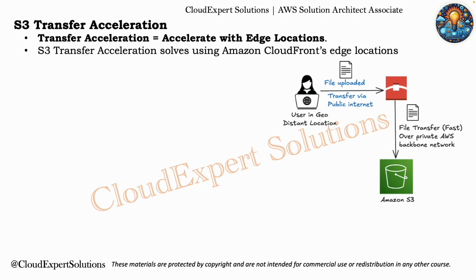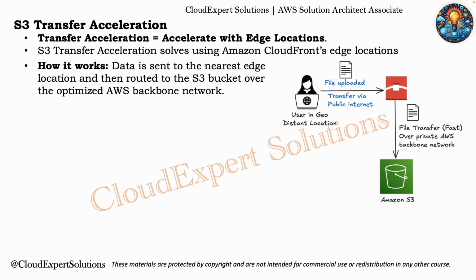This is a very critical distinction between multi-part upload and Transfer Acceleration. Multi-part upload does not work for downloading files. However, S3 Transfer Acceleration works both for uploads and downloads. When you enable this feature on your S3 bucket, your users upload the files to the nearest edge location. From there, the data travels over AWS's high-speed private backbone network to your Amazon S3 bucket.